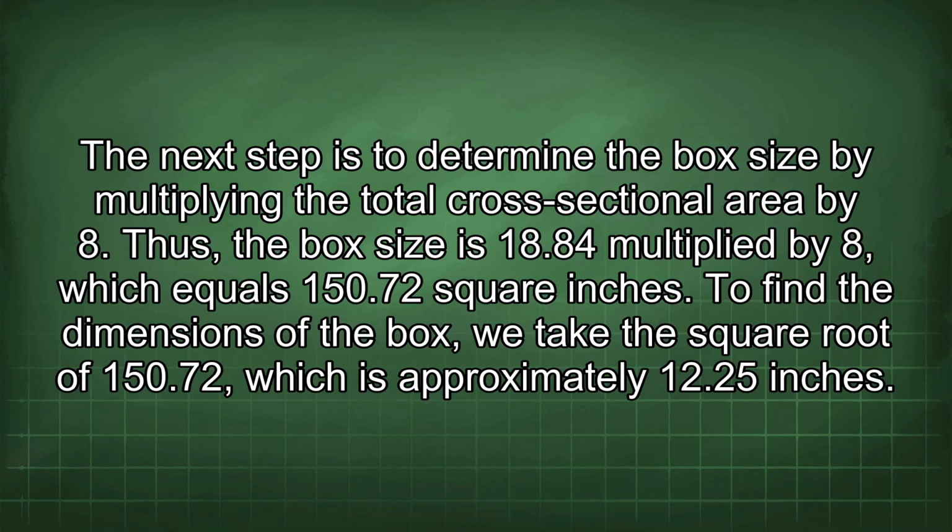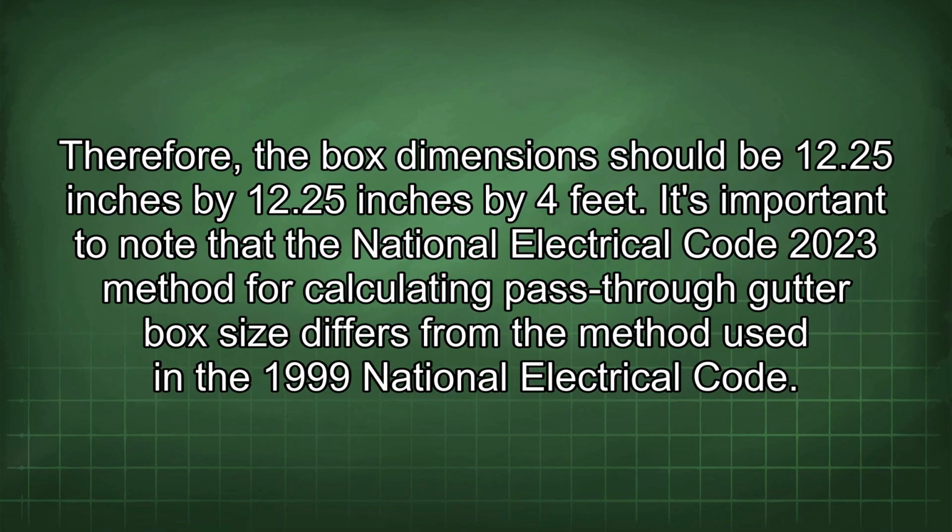To find the dimensions of the box, we take the square root of 150.72, which is approximately 12.25 inches. Therefore, the box dimension should be 12.25 inches by 12.25 inches by 4 feet.